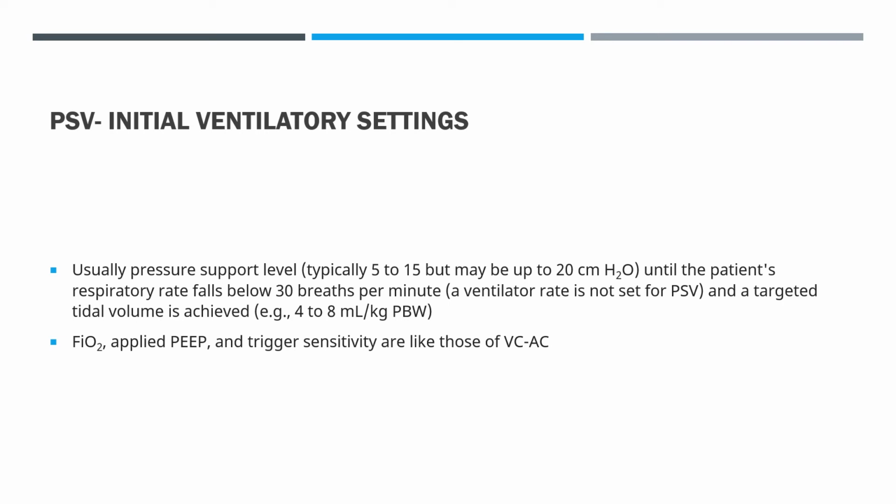Pressure support ventilation alone is uncommon as an initial mode of ventilation. If used, the pressure support value is initially set between 5 to 15 cm of water, and it can be increased up to 20 cm of water. The aim is to keep the patient's respiratory rate below 30 and to achieve the targeted tidal volume. Remember, on pressure support ventilation, we set neither the ventilatory rate nor the tidal volume. Exhalation sensitivity is also an important parameter set on pressure support mode, and normally it is set at 25%. This parameter particularly has relevance in patients with airflow limitation.